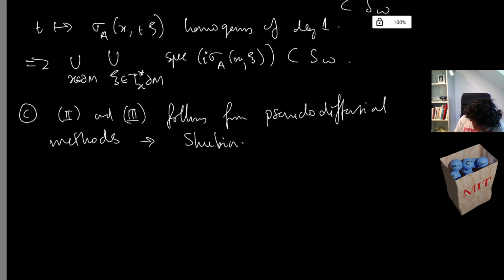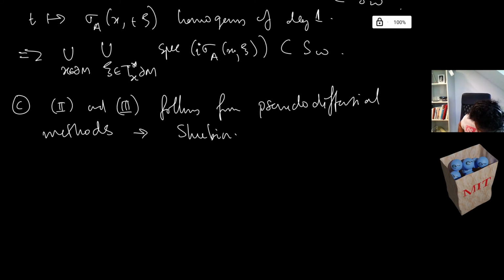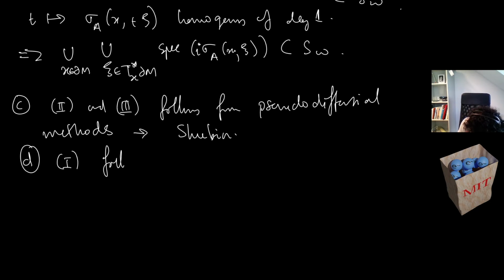Okay. So back to the remainder of the proof. So 2 and 3 now follow from the pseudo-differential methods, and this is in the book of Shubin, so I won't say more than that. So then it amounts to 1. So this follows from 2, right?